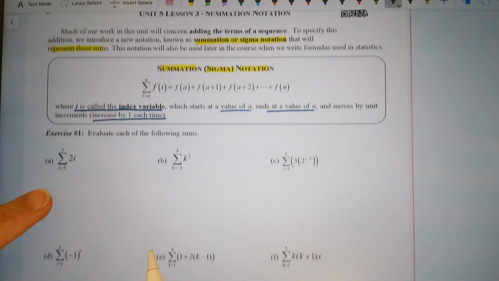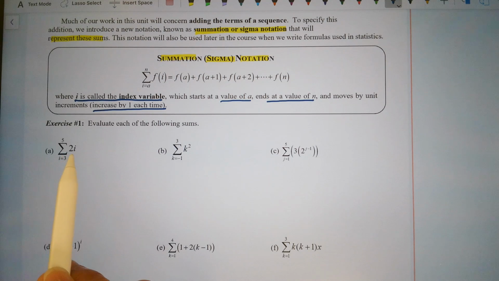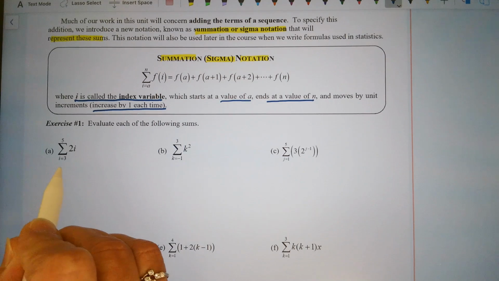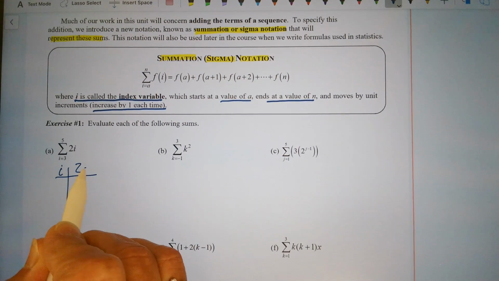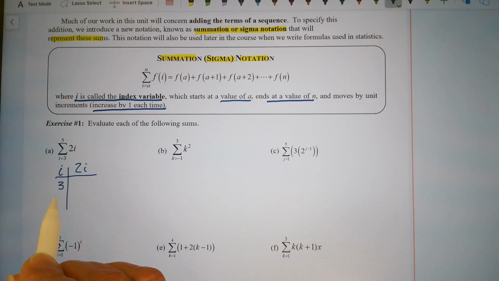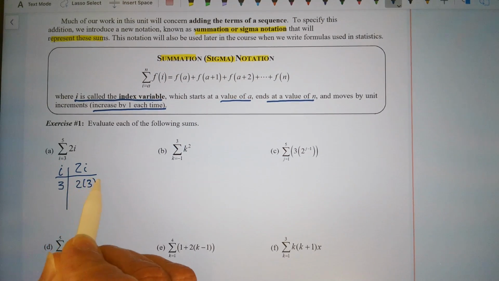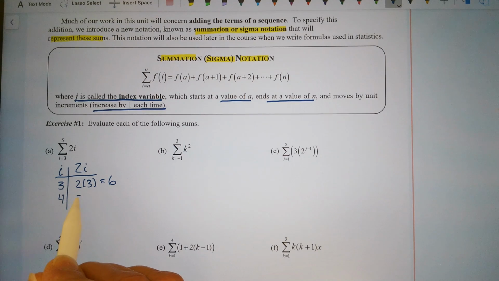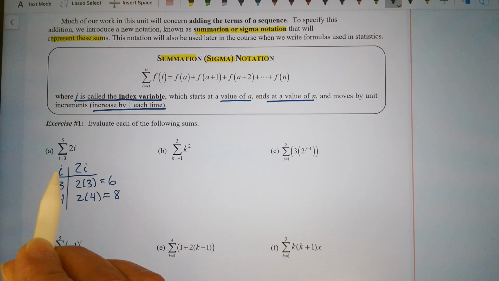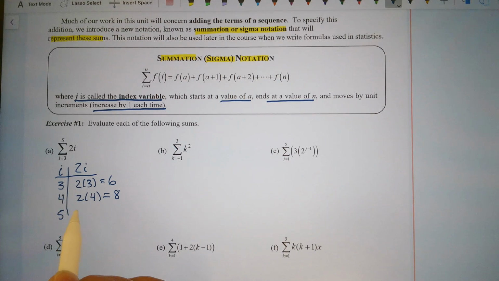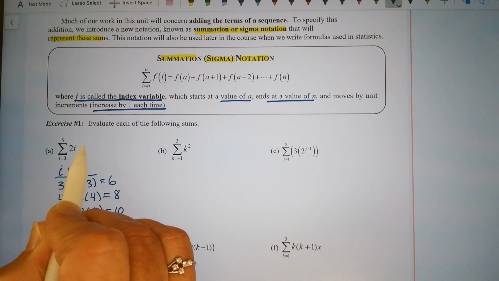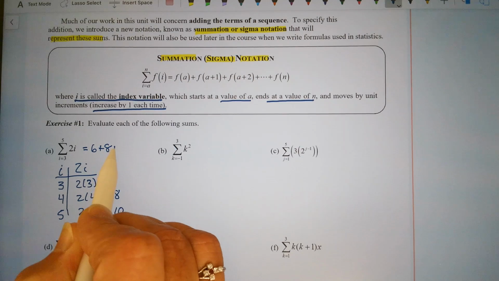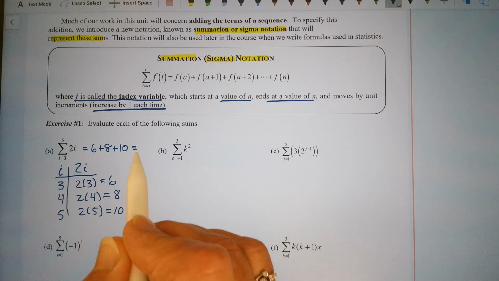Evaluate each of the following sums. So this is the sum of 2i, i starting at 3 and going to 5. So we are going to create a table. So here's i and 2i. So we start with 3, substitute 3 in for i, 2 times 3 is 6. Then we increase 3 by 1, so 4, 2 times 4, 8, and increase by 1 again, 5, 2 times 5 is 10. And now we add these. So this is 6 plus 8 plus 10, which is equal to 24.